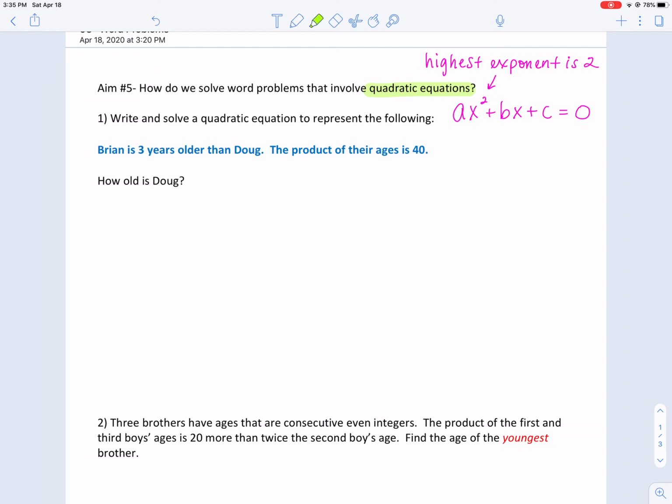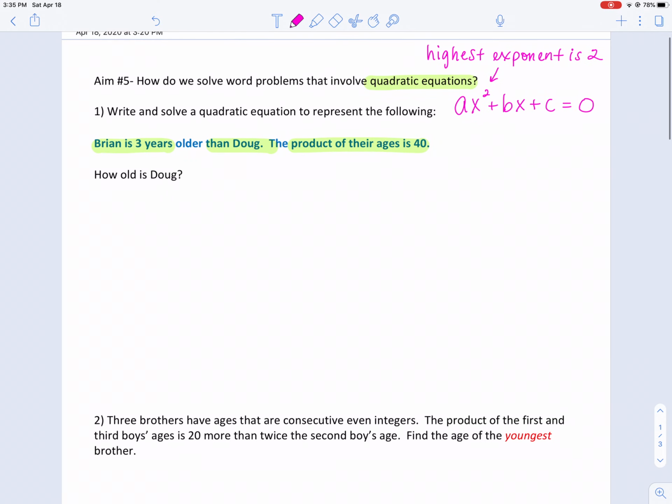So today we are talking about Brian. Brian is 3 years older than Doug, and the product of their ages is 40. So you have so many keywords. They want to know how old Doug is. Well, you know, Brian is 3 years older than Doug. So remember these good old let statements? We know nothing about Doug. Doug has to be X.